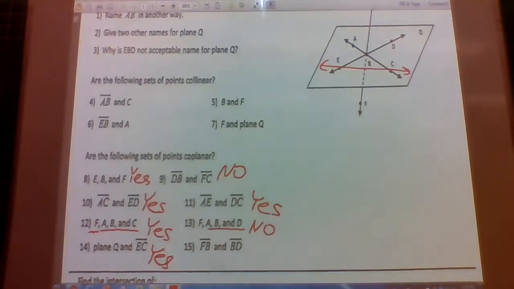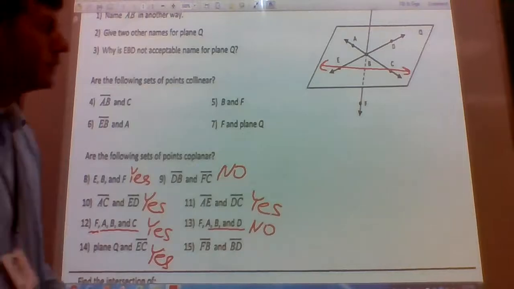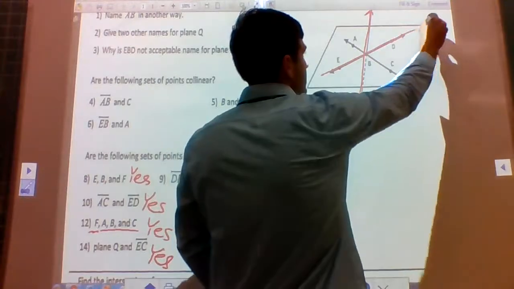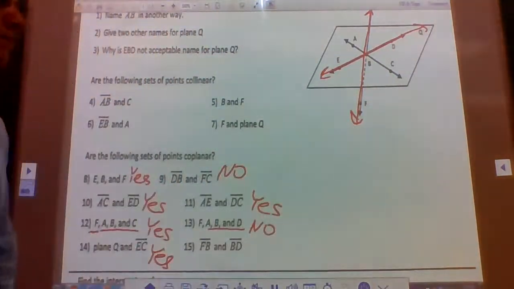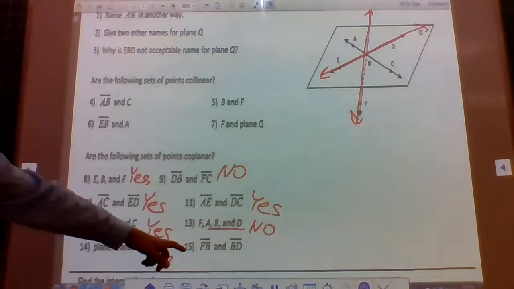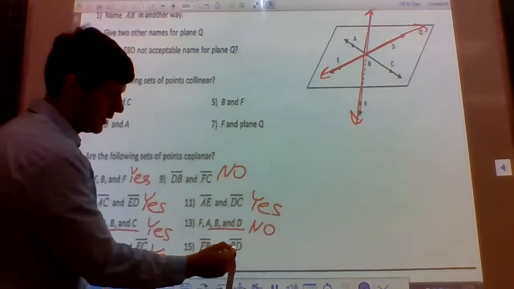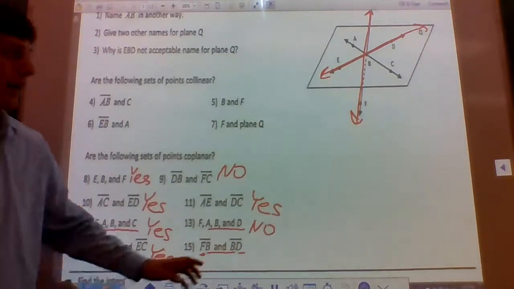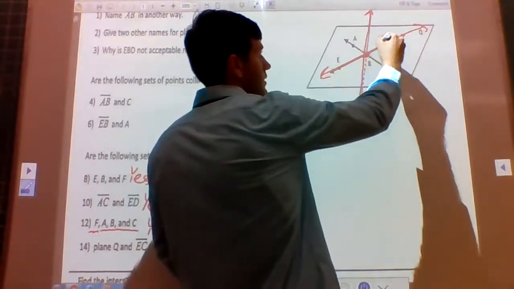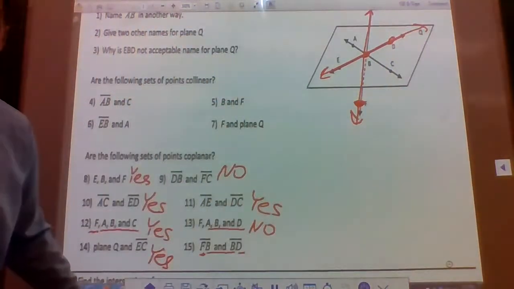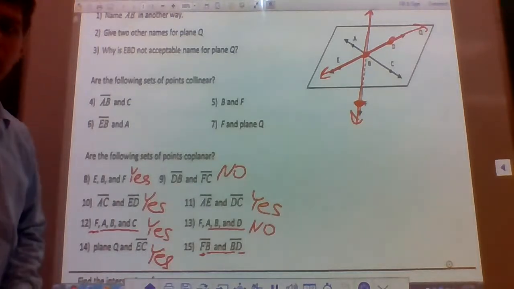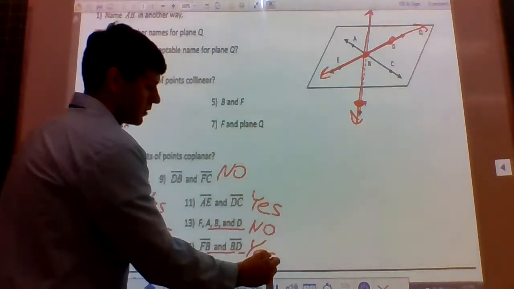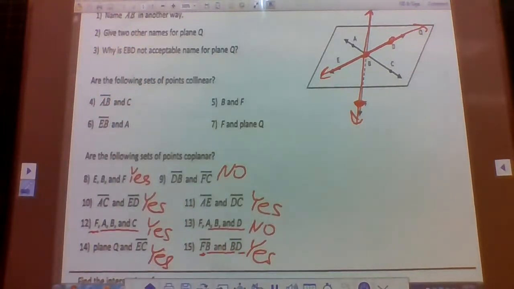Okay, segment or line FB and line BD. And again, we have two lines, two dimensions. There's only 3 points here, F, B, and D, because B is being duplicated. And we know 3 points, F, B, and D, are non-collinear. So we know there's exactly one plane that they're all going to be in. So yes, they are coplanar. They are all in the same plane, not the plane that's drawn, but they are in a plane.